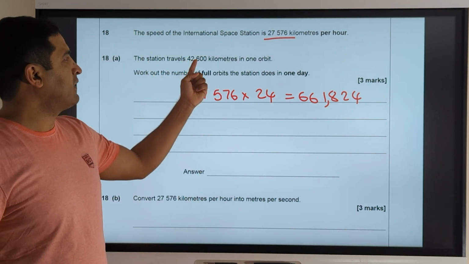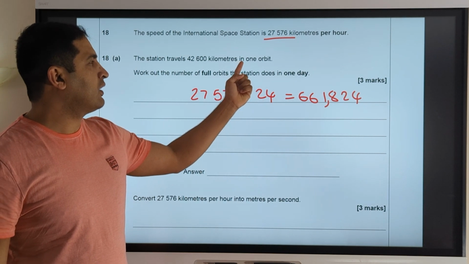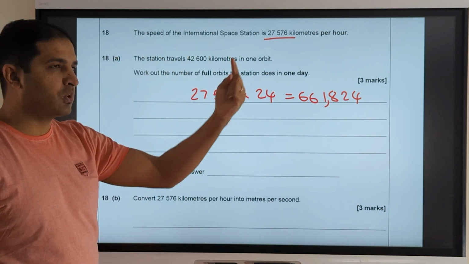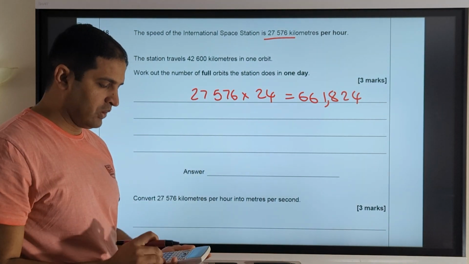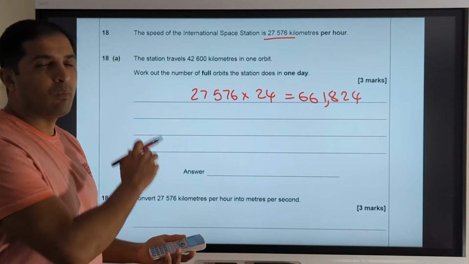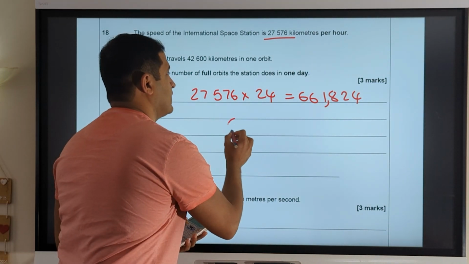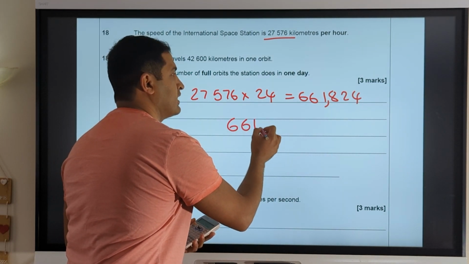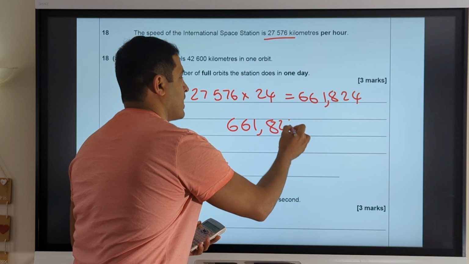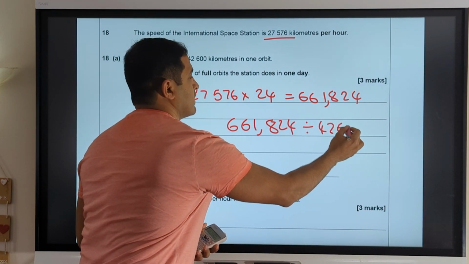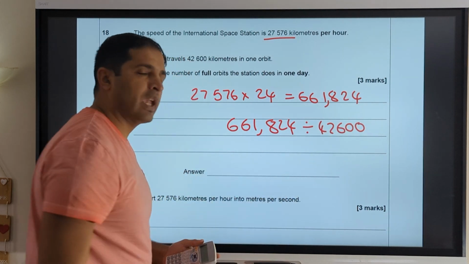Now 42,600 kilometers in one orbit means it takes that many kilometers to go around once. So all I need to do is take that number and divide by 42,600. So I'll do 661,824 divided by 42,600. That gets you a 2nd mark.